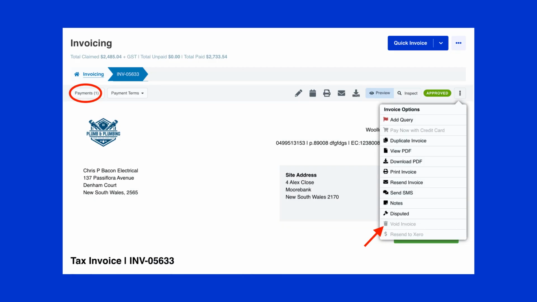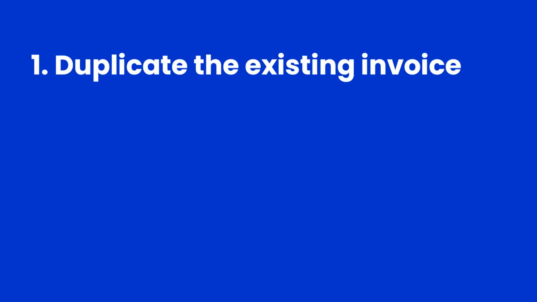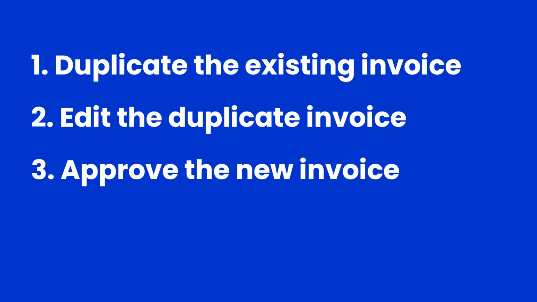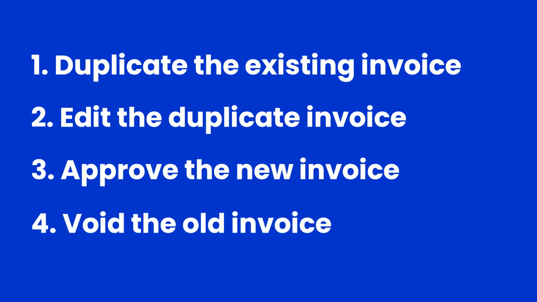Additionally, keep in mind that if an invoice already has a payment recorded against it, it can no longer be voided. To make changes to an approved invoice, you'll need to duplicate the existing invoice, edit the duplicate, approve the updated version, and void the old invoice. Let's break it down step by step.